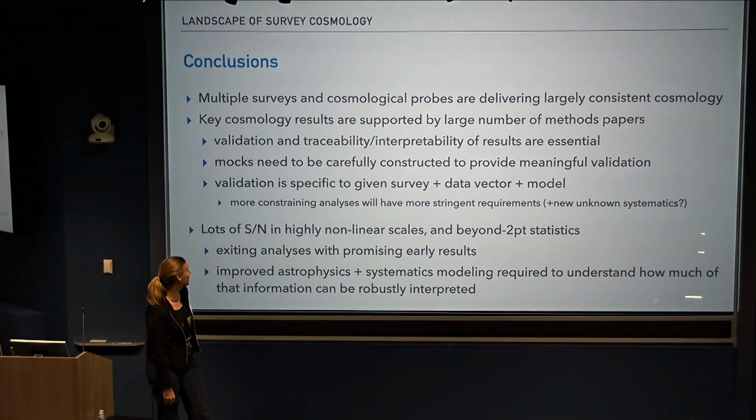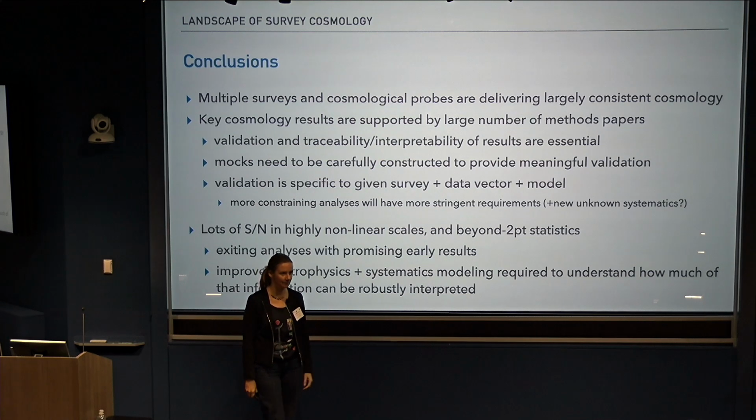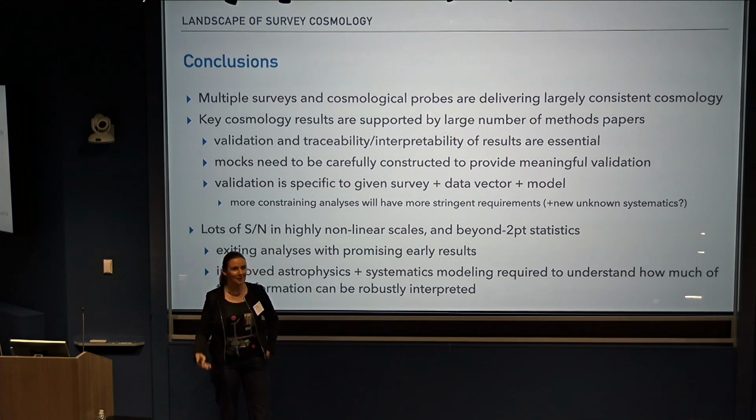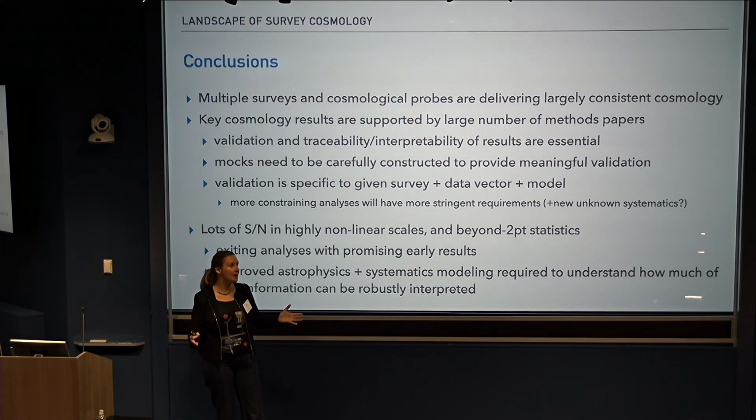And the more constraining analysis will typically have more stringent requirements and may also pick up previously unknown systematics. So that's why you find that many of these contours shrink much slower than 1 over square root of survey volume. Simply because if we use the same model, then your Kmax will decrease as survey volume increases.